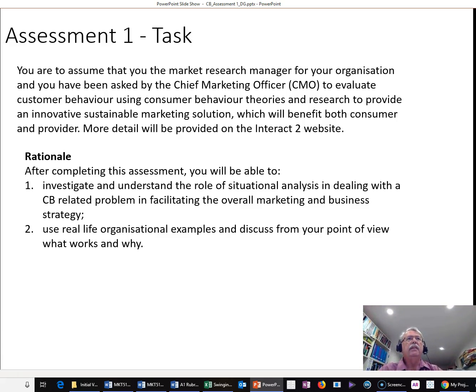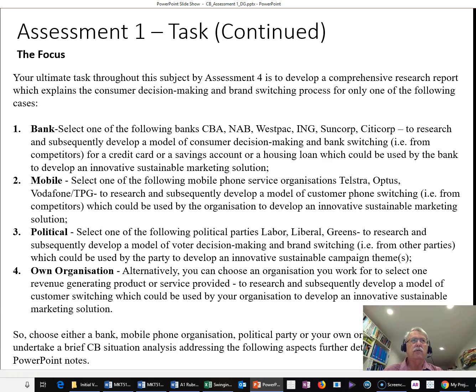So the assumption is that you're the market research manager for your organisation, and you've been asked by the Chief Marketing Officer to evaluate customer behaviour, looking at consumer behaviour theories and research to help you identify an innovative, sustainable marketing solution. Okay, so the rationale is that you'll eventually be able to understand the role of a situation analysis, and you can use real-life organisational examples to discuss the relevant situation.